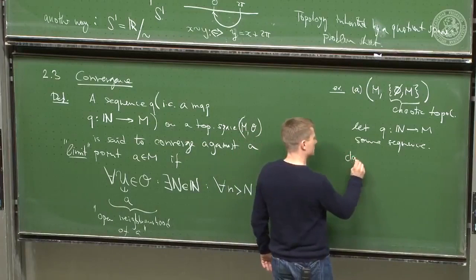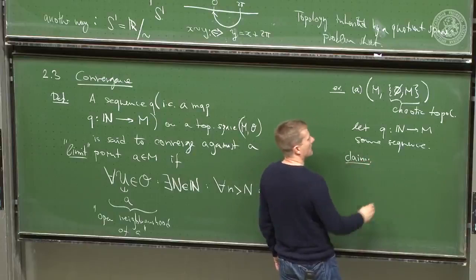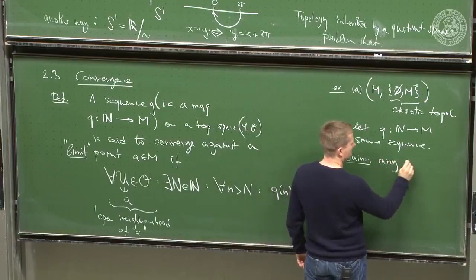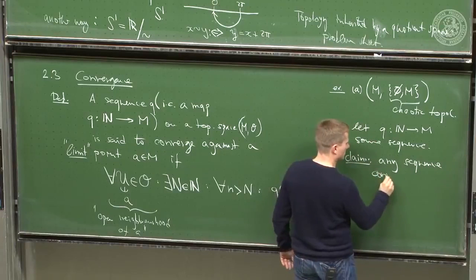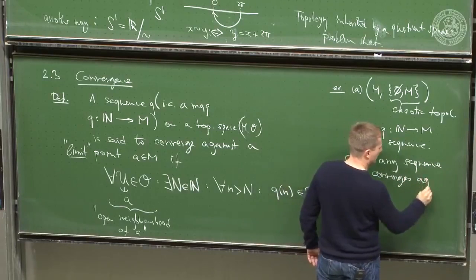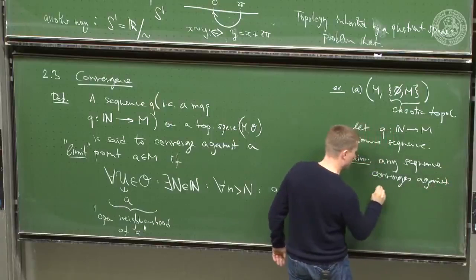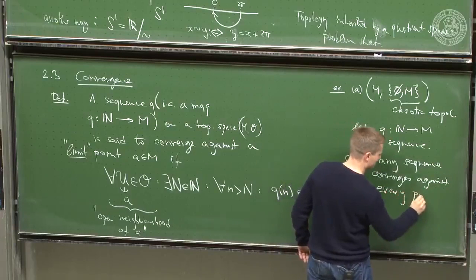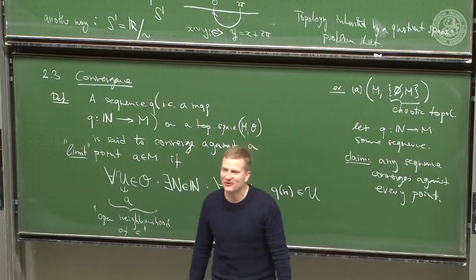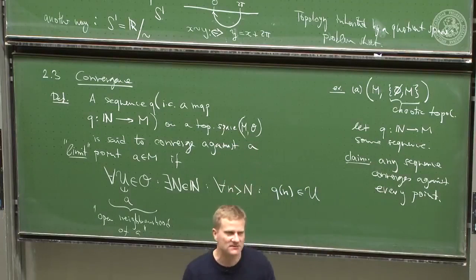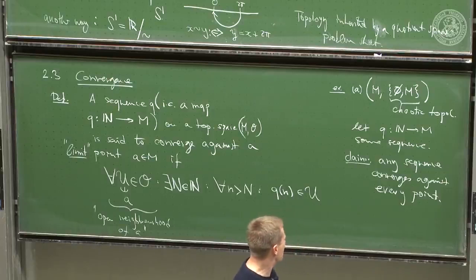And my claim is any sequence converges against every point. So if you equip a space with the chaotic topology, no matter which sequence you give me, I can actually show it converges against any point in the space you provide me.